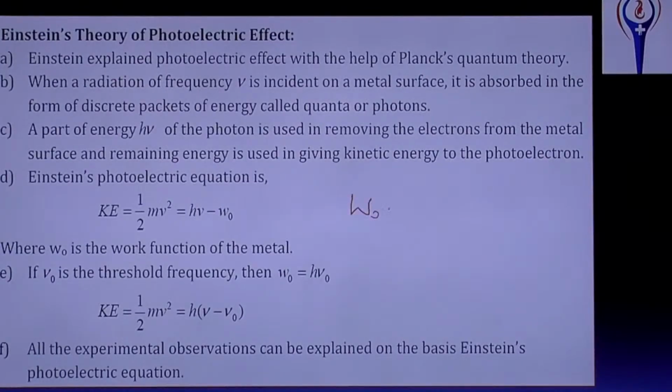W naught or phi naught, that is called work function. If nu naught is the threshold frequency, then W naught equals h nu naught. Then the kinetic energy, half m v square, equals h into nu minus nu naught. Half m v square equals h, which we have taken out, into nu minus nu naught.